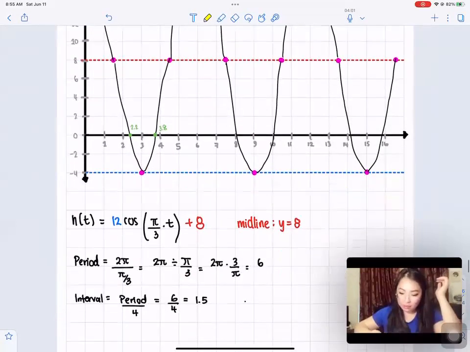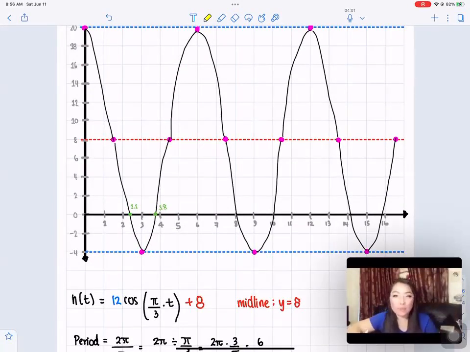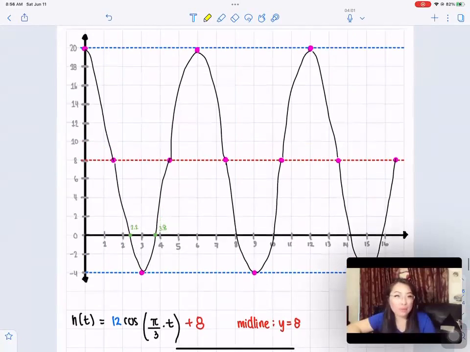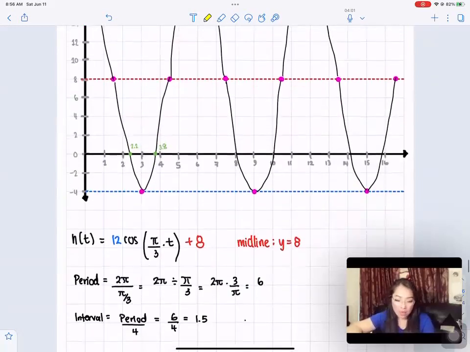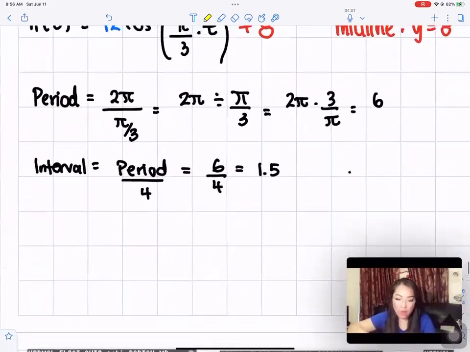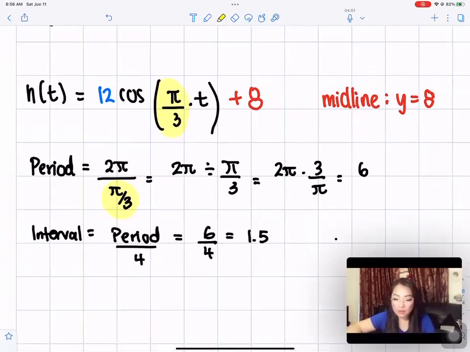Because the equation is +8. So you graph the horizontal line at 8, and 12 is your amplitude. So 12 units up and 12 units down. So your maximum is going to be 20, and your minimum is going to be -4. And your period is 2 pi over b, and b is pi over 3. So 2 pi divided by pi over 3 is the same thing as 2 pi times 3 over pi, which equals 6. So that means it makes one complete cycle from 0 to 6.